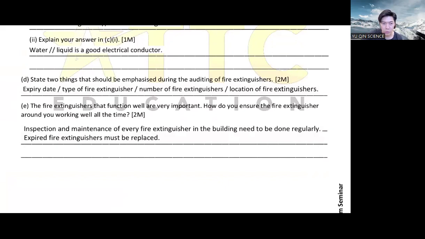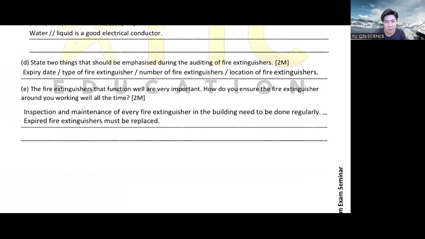As long as you present the main point, because your way of writing English and my way of writing English are different, there is no point always following my way. Make sure you have your direction, and then you'll be able to form your own sentence. So this is a sample answer, this is how I write, but you can use your own way if you want to. Make sure you talk about maintaining the extinguisher regularly, or once a year, or twice a year. Then point number two, expired must be changed.